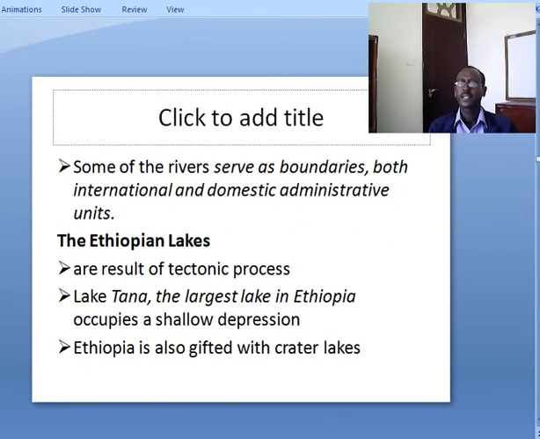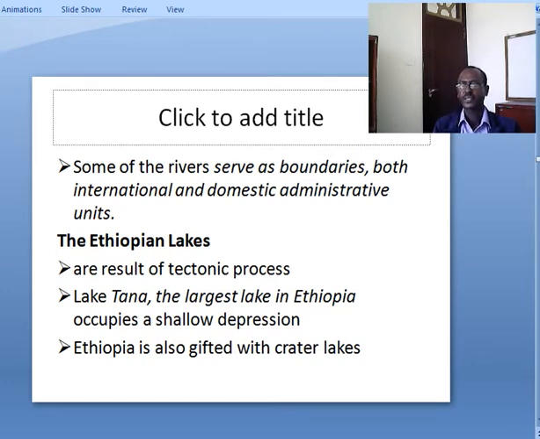Five, some of the rivers serve as boundaries, both international and domestic administrative units. So one area from the other area will be separated or delineated by the rivers of Ethiopia.